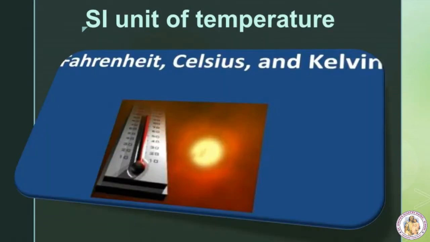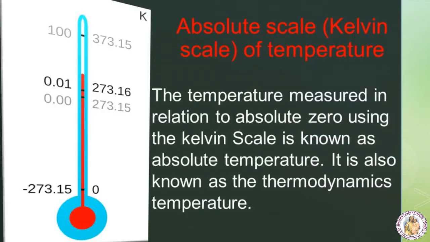What is the unit of temperature? The units of temperature are Fahrenheit, Celsius and Kelvin. For Fahrenheit and Celsius we say degree Fahrenheit and degree Celsius. And for Kelvin, not degree Kelvin, only Kelvin. Absolute scale, Kelvin scale of temperature.